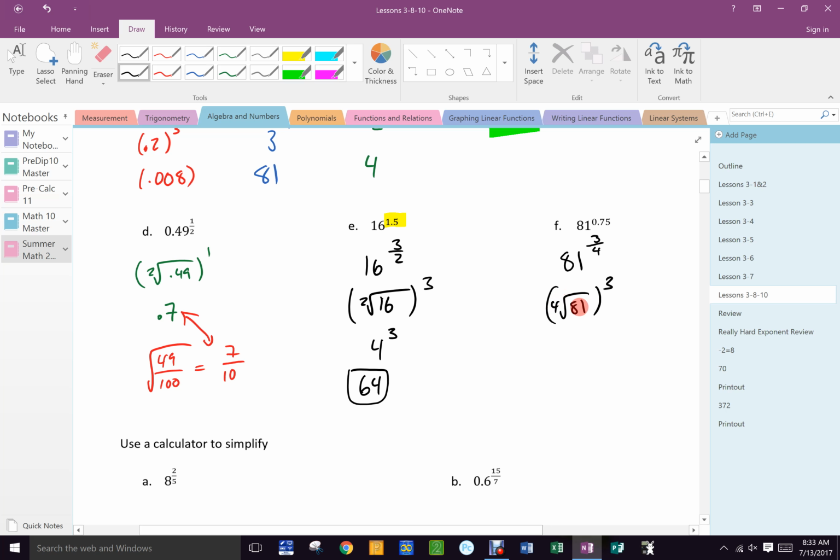I would need a group of 4, right? So I factor that and get 3 times 3 times 3 times 3. Is that a group of 4? So out it comes. Did I leave anything under there? No. So this is 3 cubed, which is what? 27. Is everybody good with the easy ones?